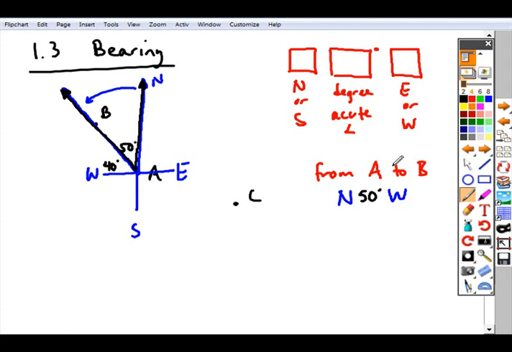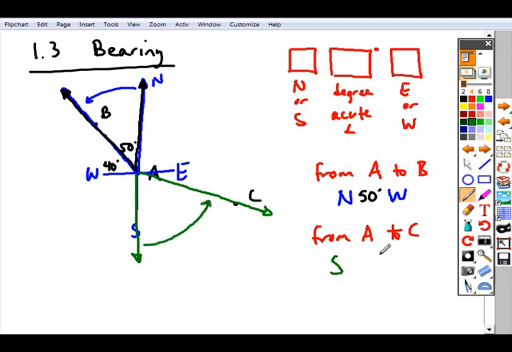Let's say we wanted to find the bearing from A to C. Now if we look at these, moving from A to C, do we travel north or do we travel south? We travel down, so we go south. We rotate in what direction, east or west? The rotation is toward the east.